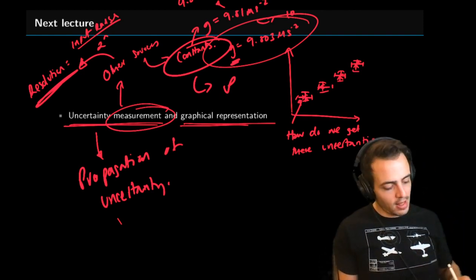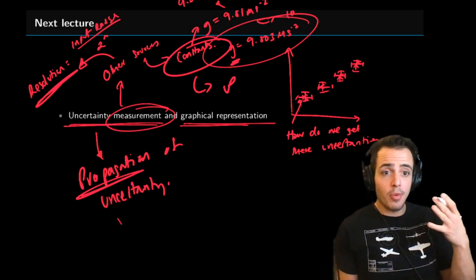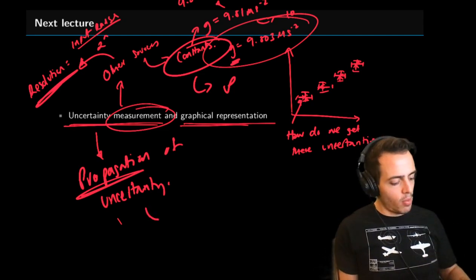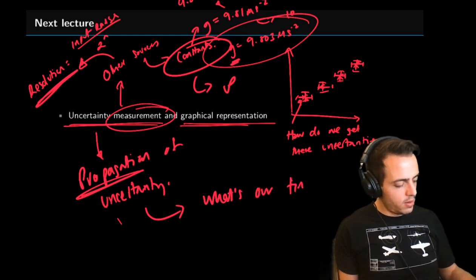We can propagate these through using standard propagation of uncertainty procedures that we'll go over next week, how they feed into our final result. And what we end up with is our final uncertainty.